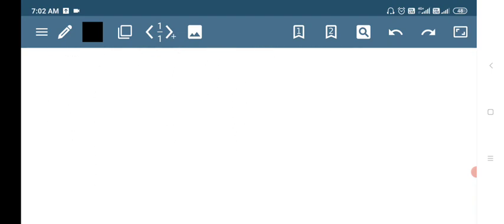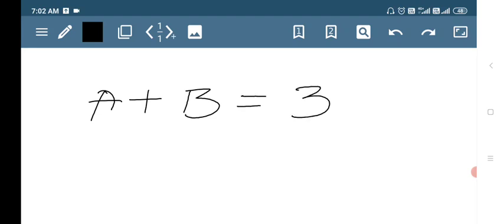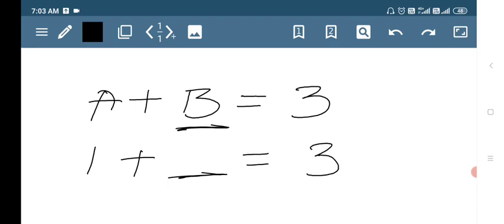So now if I write a plus b is equal to 3, you already know the value of a, that is 1. So what could be the possible value of b? What could be the possible value of b to make it 3? So 1 plus 2. So you can tell that the value of b is 2, isn't it?